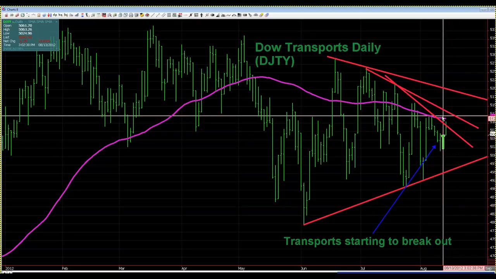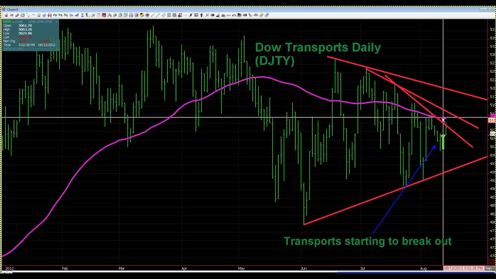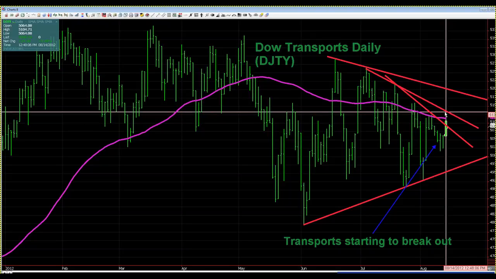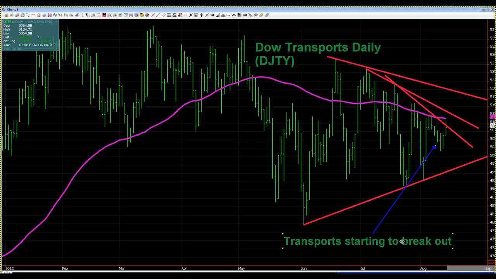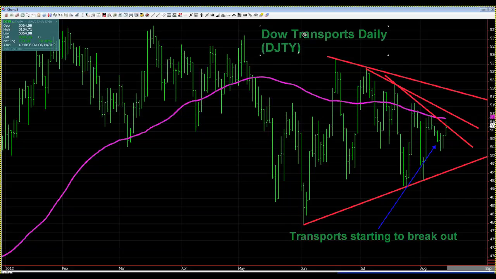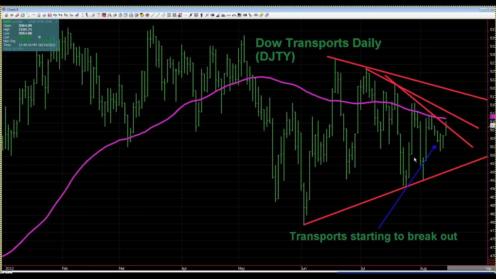It looks to me like we should easily best the OTAPMA average and start working our way first to this trend line and then up to the next one. Interesting about the transportation average: in most cases, the transportation average is deemed the leader of U.S. indices. In the past week, it has clearly been the follower. We have been going down.